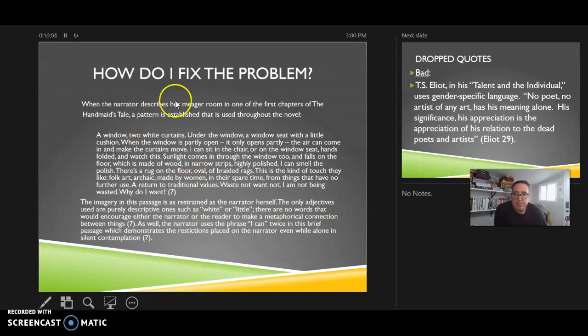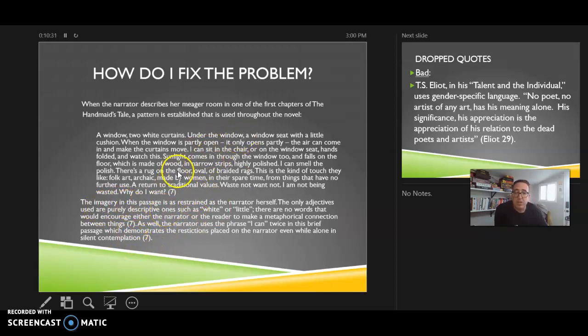Right? Here's an example. When the narrator describes her meager room in one of the first chapters of The Handmaid's Tale, a pattern is established that is used throughout the novel. And then I have this long quote, but the reason I did it here is because this is a long quote with a lot of description about the room, which adds up to this pattern of a barren, stripped down room that's part of what Atwood is doing with language in The Handmaid's Tale, and I go on to explain that here. And see, this is all analysis of this passage.